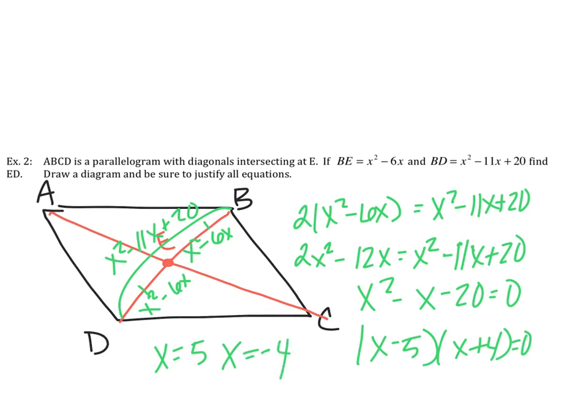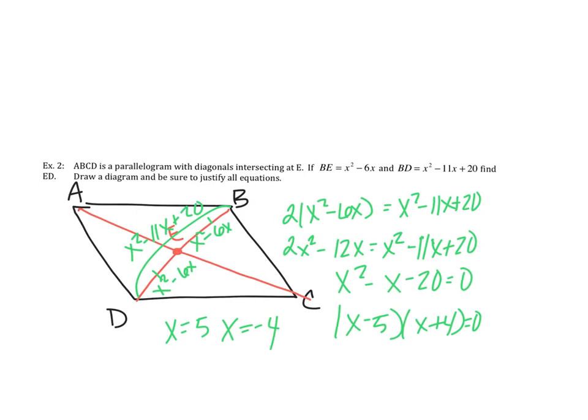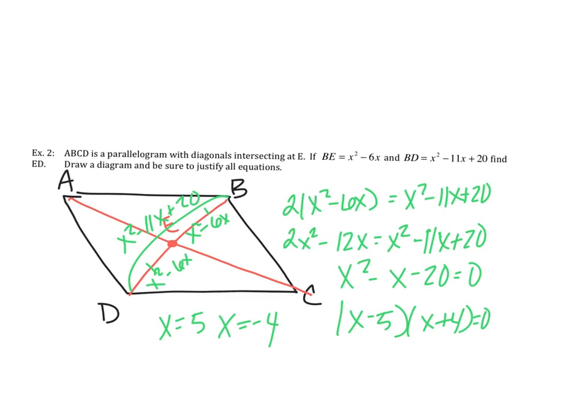Okay, so it says find what? Find ED. So again, which one makes sense? So we gotta see if we plug in 5. Actually, the 5 is the one that doesn't make sense, because if you plug in 5 into x squared minus 6x, you get 5 squared, which is 25, minus 30 gives you a negative.